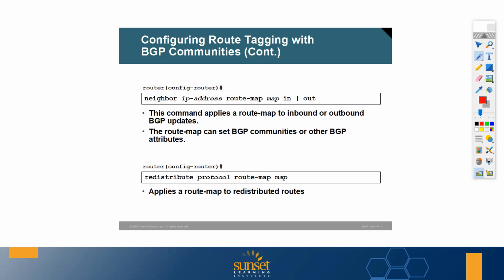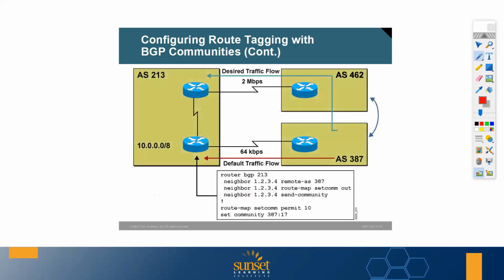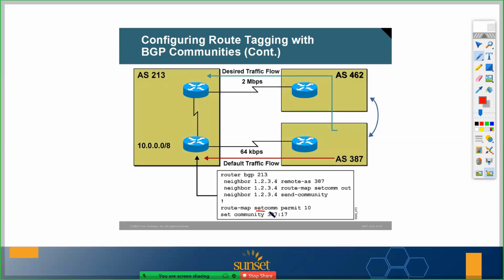Like we said, we can also set community strings as we redistribute from one routing protocol into BGP as well. So here they've created a route map called set community. Notice there are no match conditions, and they're setting the community string to be 387:17. So that would match all routes and apply a community string of 387:17 to all routes as they get advertised out to this neighbor.